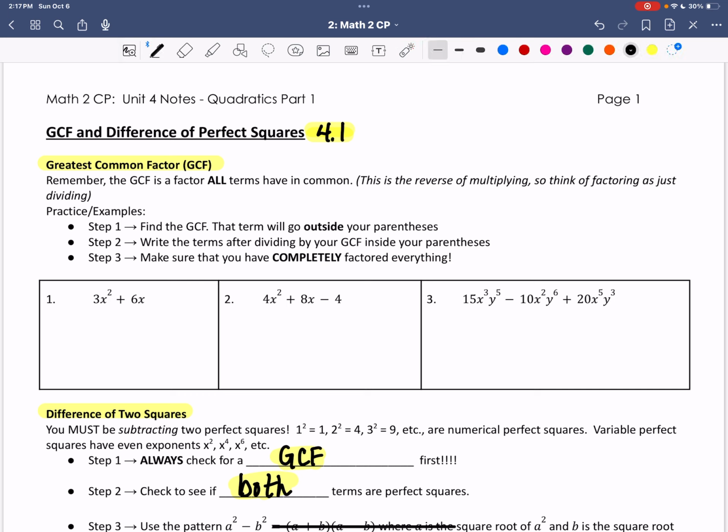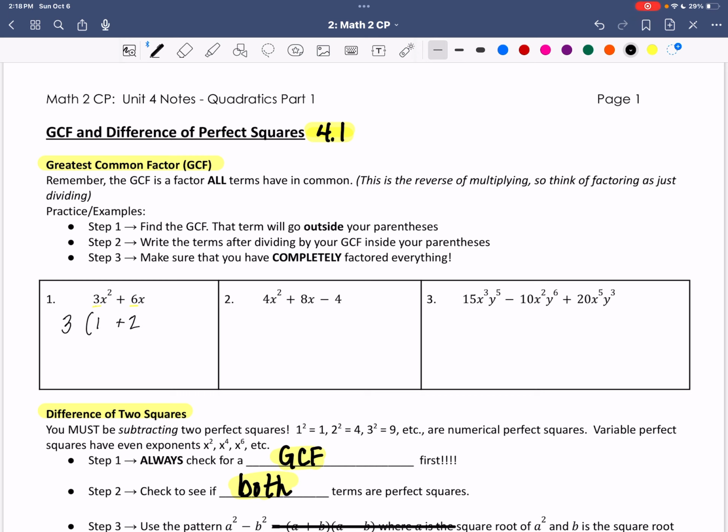So we want to think about what factor they have in common. In this case, they both have 3, because this is 3 times 1 and this is 3 times 2. So let's write this out. I can divide each term by 3. If I divide 3 by 3, I get a 1, and if I divide 6 by 3, you get a 2.